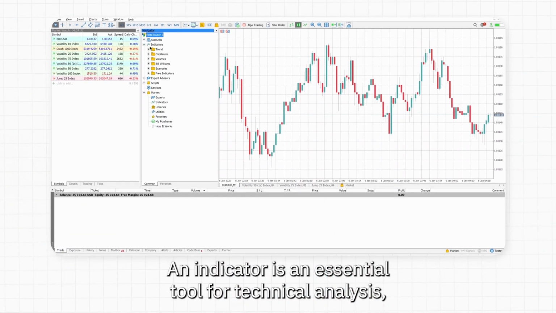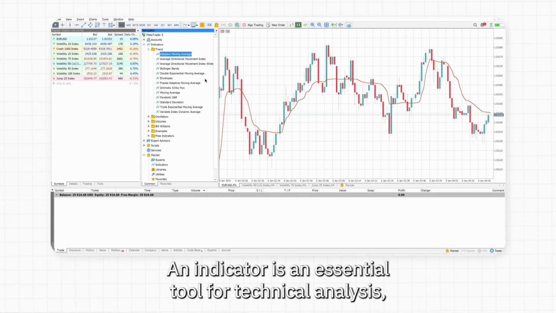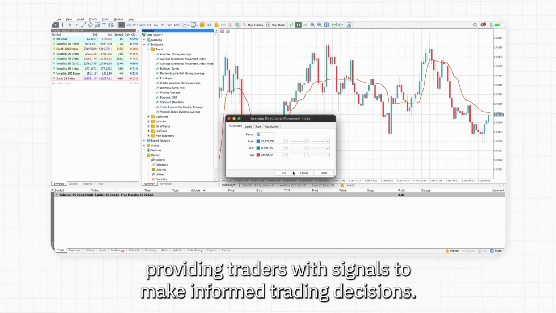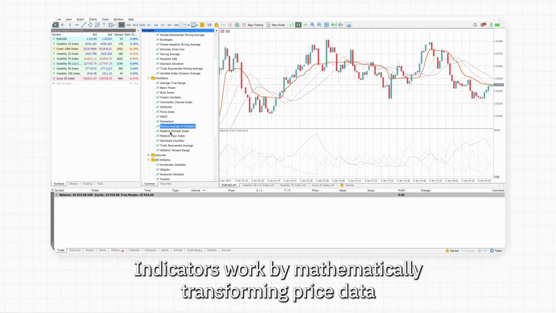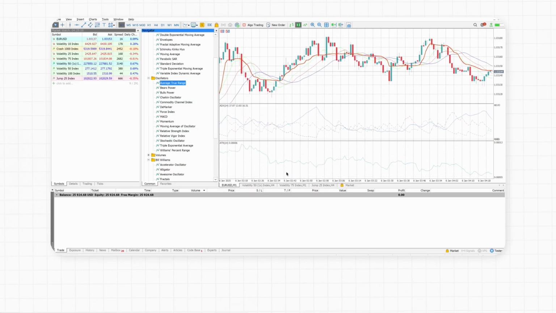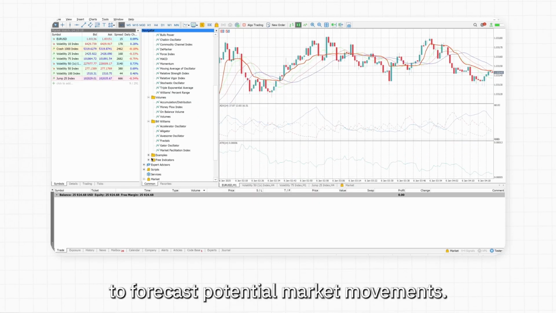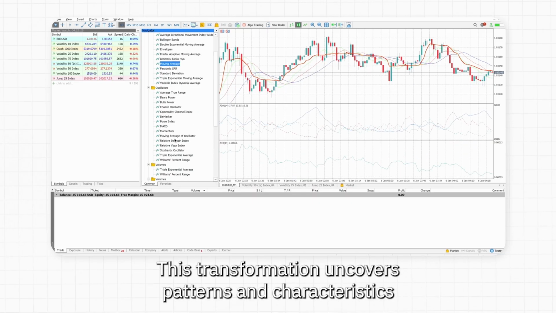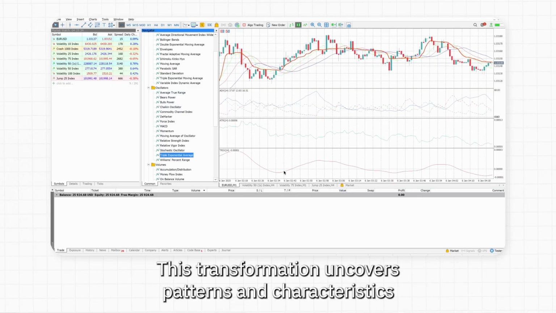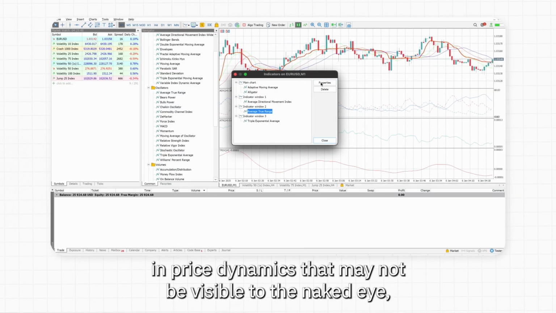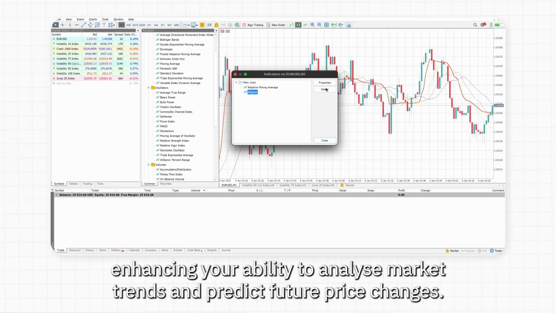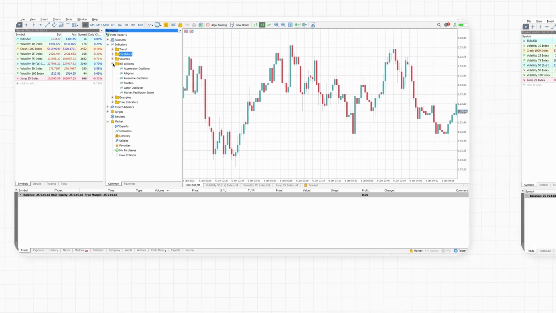An indicator is an essential tool for technical analysis, providing traders with signals to make informed trading decisions. Indicators work by mathematically transforming price data to forecast potential market movements. This transformation uncovers patterns and characteristics in price dynamics that may not be visible to the naked eye, enhancing your ability to analyze market trends and predict future price changes.